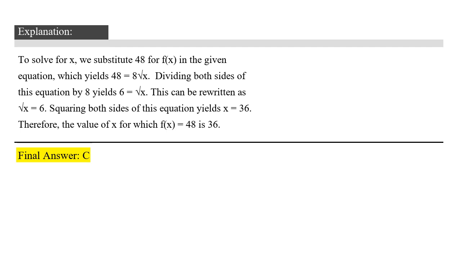To solve for x, we substitute 48 for f(x) in the given equation, which yields 48 equals 8 square root x. Dividing both sides of this equation by 8 yields 6 equals square root x. This can be rewritten as square root x equals 6. Squaring both sides of this equation yields x equals 36. Therefore, the value of x for which f(x) equals 48 is 36.